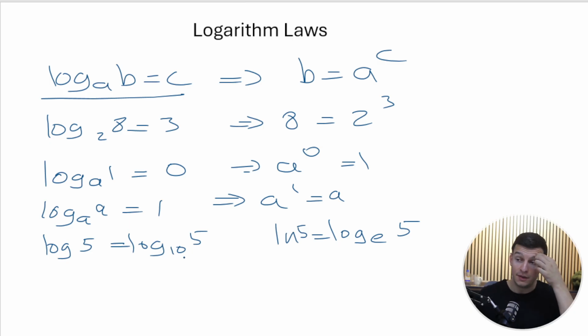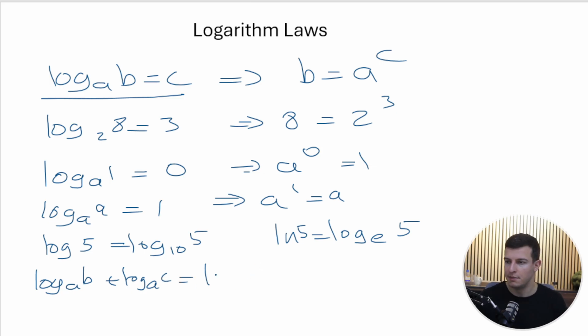Okay. Now about the rules I meant. So these are also rules, but a bit basic rules. Now the product rule: log base a of b plus log base a of c. The bases should be the same. If you're adding them, then it will become log base a, the base stays the same, of b times c.